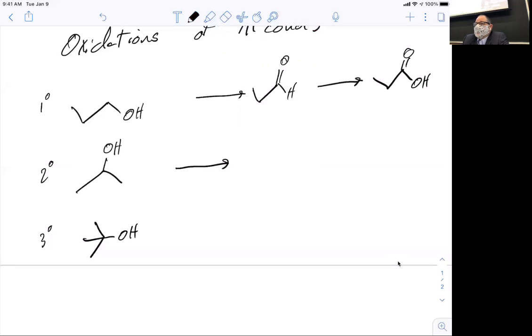When we look at a secondary, we could take a secondary alcohol, and we'll just put a generic oxidation process here, to go to the ketone. But any further oxidation of that is going to be more difficult.